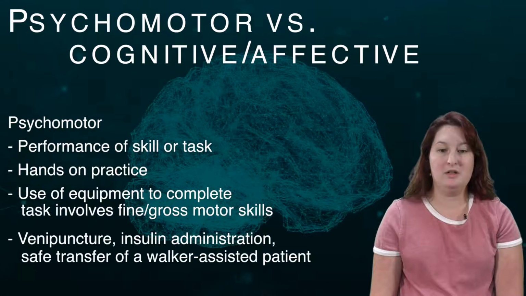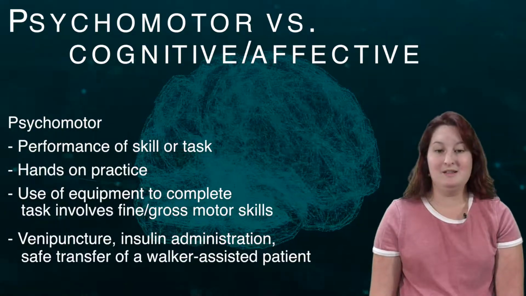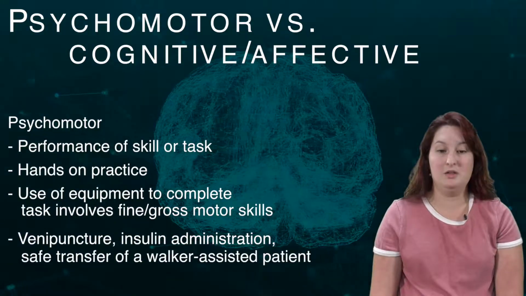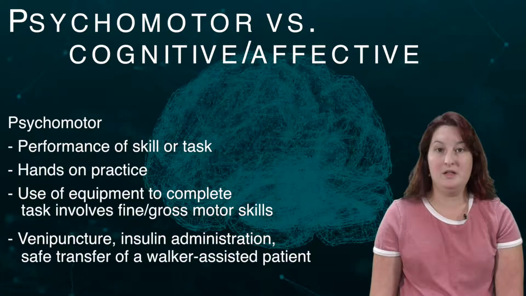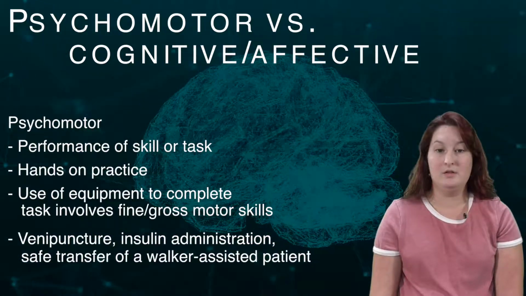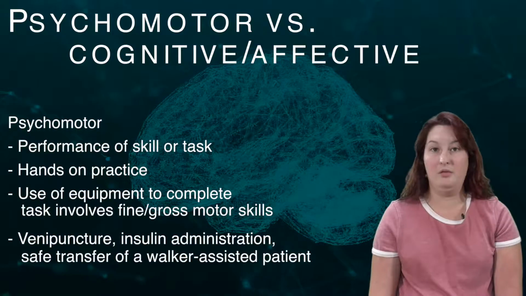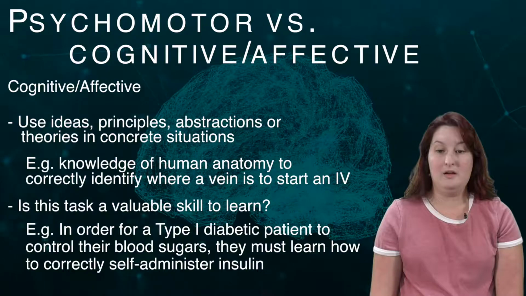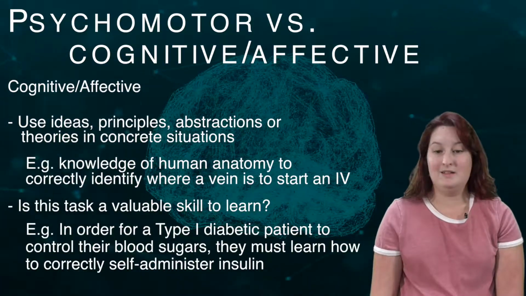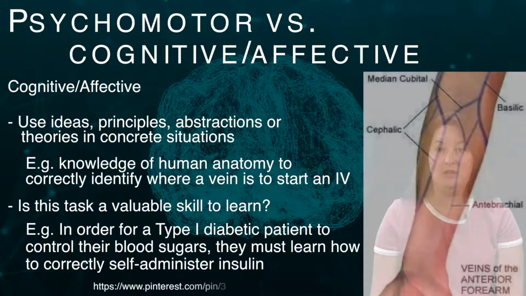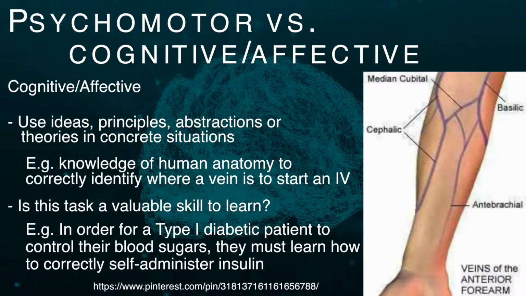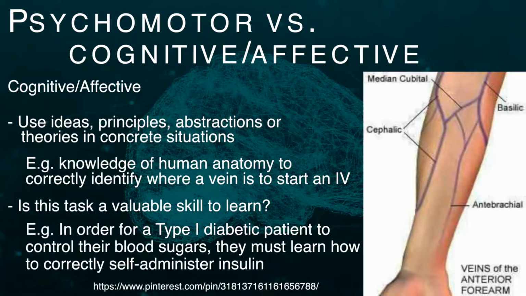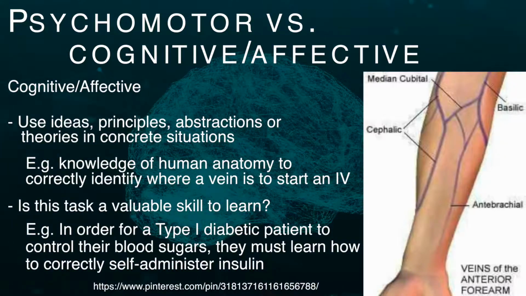Demonstration and return demonstration in the psychomotor domain of learning is evident through activities like venipuncture, insulin administration, and safe transfer of a patient who needs to utilize a walker. So using the walker from the bathroom to their bed or the bed to the couch and so on. In the cognitive domain, demonstration and return demonstration is evident in somebody being able to utilize their knowledge of human anatomy to correctly identify a good spot where a vein is to start an IV, and then apply the skills they learned of how to start an IV utilizing that knowledge.